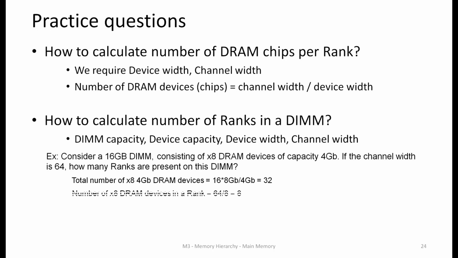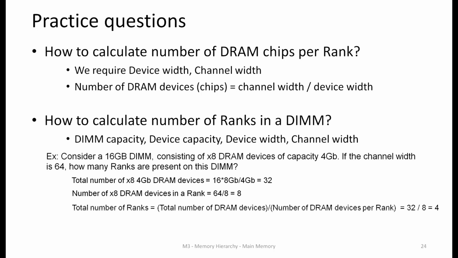Now because it's an X8 device, we need 8 such devices to form a rank, and we have 32 such devices. It means this DIMM is made up of 32 upon 8, 4 ranks, or the other way to put it, this DIMM has 32 DRAM devices which are having a width of 8. So this DIMM is actually made up of 4 ranks.